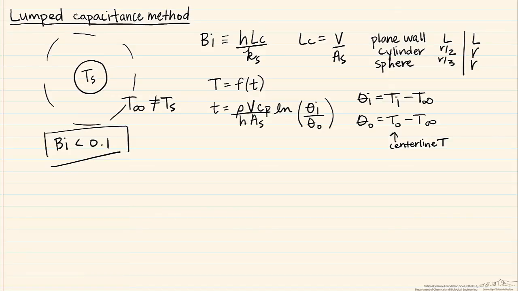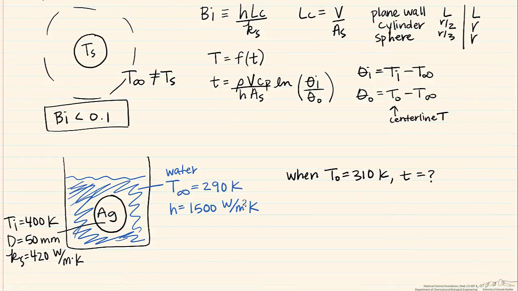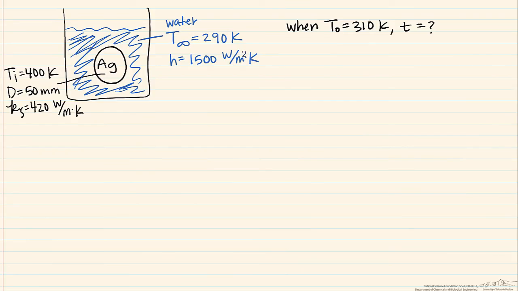So what we're going to do is look at a silver sphere, and its temperature is 400 K. It has a diameter equal to 50 millimeters, and its thermal conductivity is equal to 420 watts per meter K. And this is going to be placed in a water bath with a temperature equaling 290 K, with a convective heat transfer coefficient of 1500 watts per meter squared K. And what we want to know is how long it takes for the centerline temperature to equal 310 Kelvin.